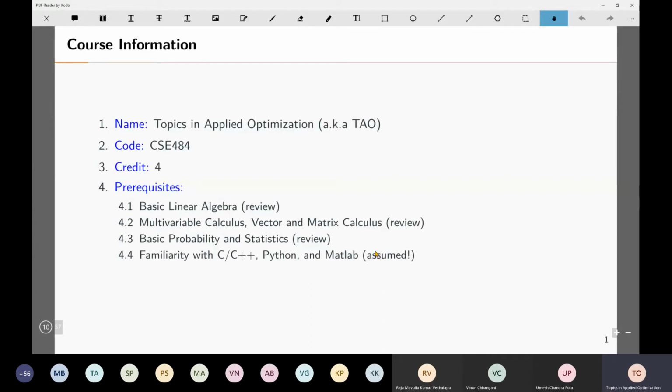And then I'm expecting that you have familiarity with C, C++, Python, MATLAB. Well, MATLAB is very easy. In case I do some MATLAB code, you should not be too afraid.